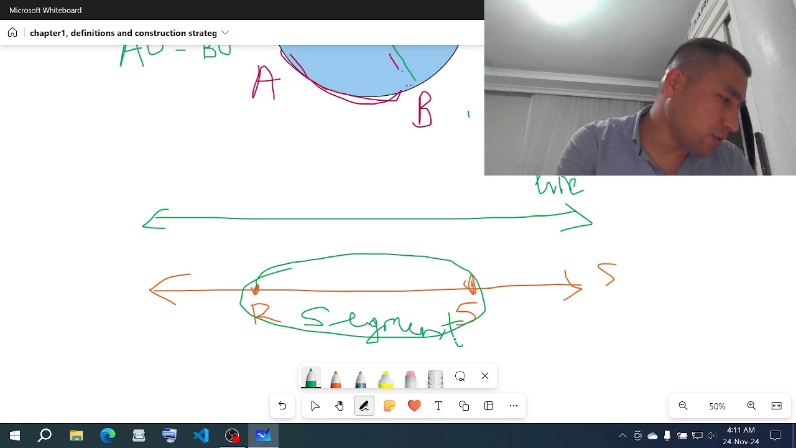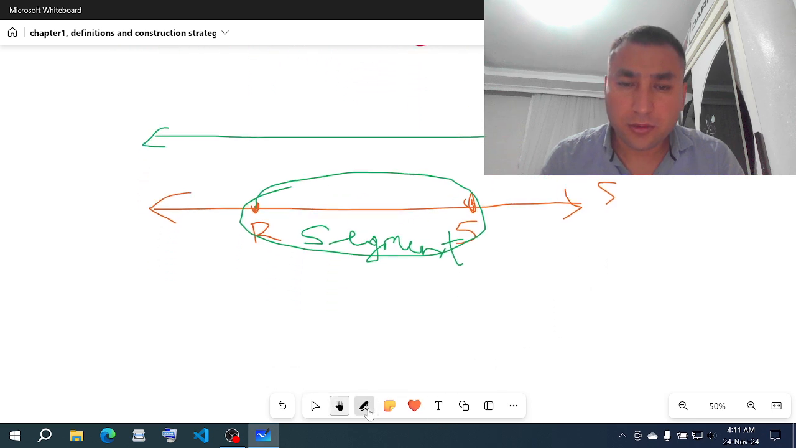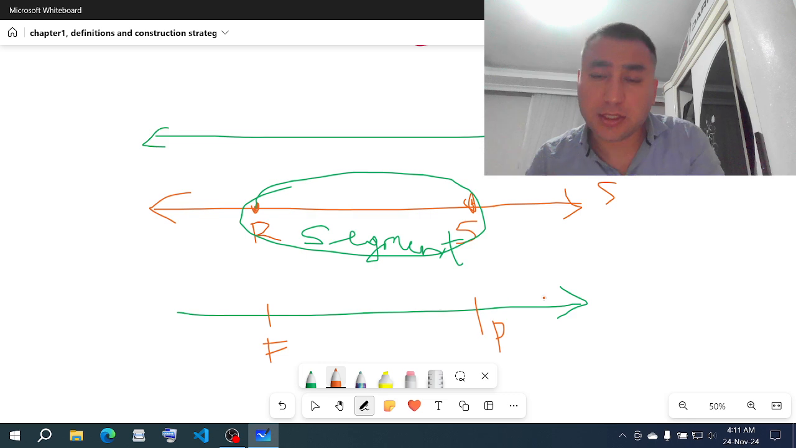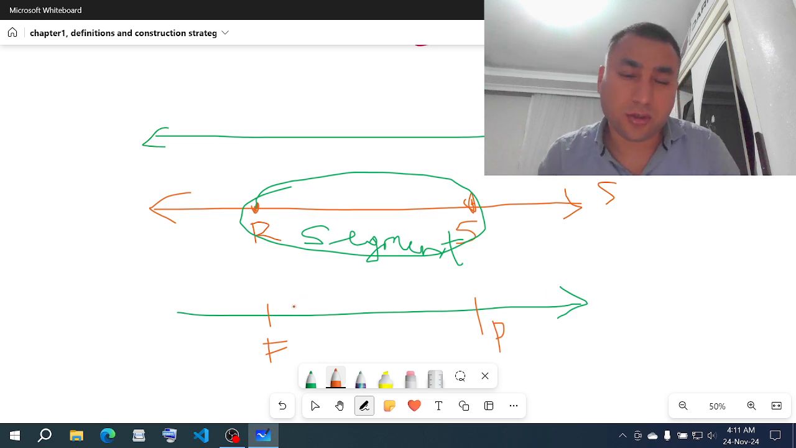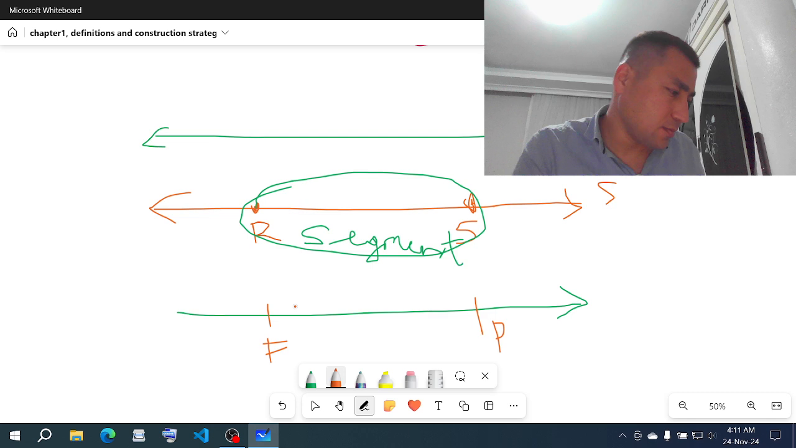How is a ray different from a line and a segment? So a ray has one finishing point. Now let me draw a ray. So from F to P. So from F to P, that's a ray, okay? Sorry. Yes. In fact, it needs to be continuous.